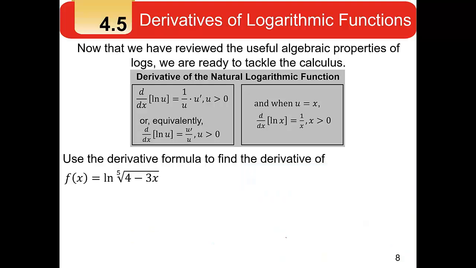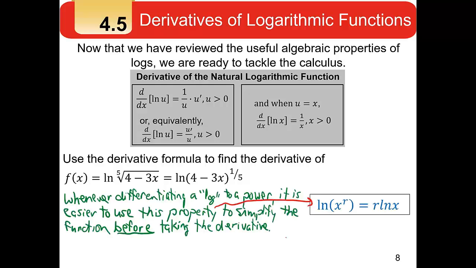Another. What if the function is f of x equal the natural log of the fifth root of the quantity 4 minus 3x? We hit on this earlier when we talked about algebraic manipulation. This is the point that I was making earlier. The calculus will be much easier if you do some algebra on this function first, and you realize from an earlier discussion that a fifth root is the same as a 1/5 power.